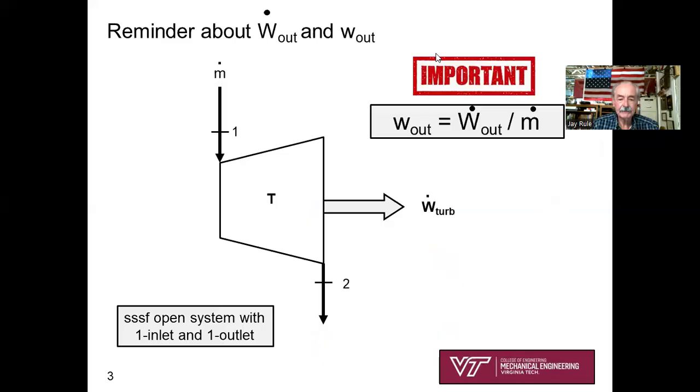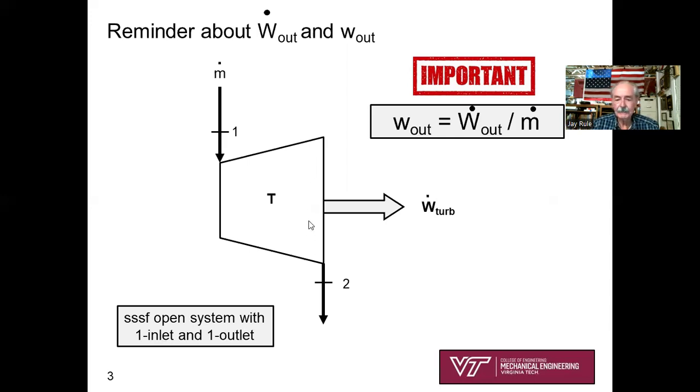So how about some basics? It is important to get you up to speed on a reminder about the difference between W dot out, that's output power, and little w for an open system. And so, of course, you remember a turbine clearly is an open system. And typically in this class, we deal with steady state, steady flow open systems. Things are operating steadily. And of course, for a turbine, you basically got one inlet and one outlet.